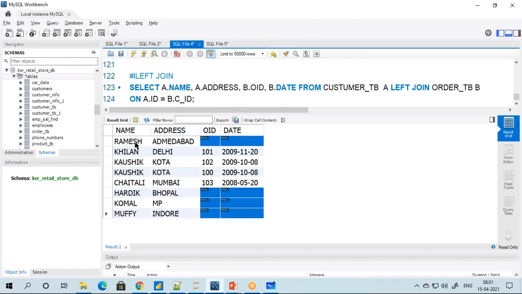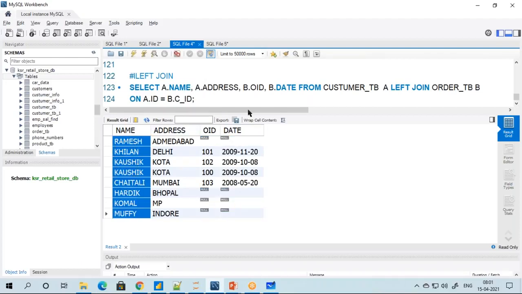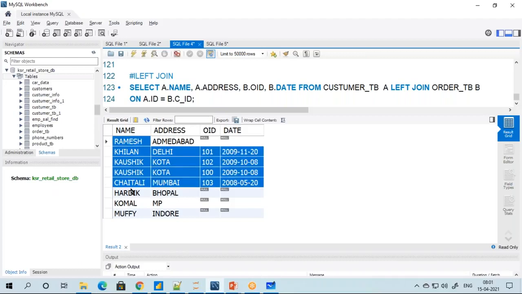In the left join, I'm getting all the customers of the left table, and matching records I'm getting. This is all matching records. Whoever has not purchased, I'm not getting anything.